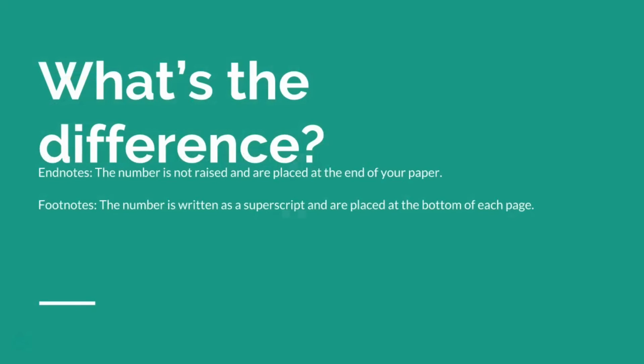The only real difference between endnotes and footnotes is that in Chicago style, the endnote number is not raised, while the footnote number is raised to a superscript. The endnotes are placed at the end of your writing, while the footnotes are placed at the bottom of each page.